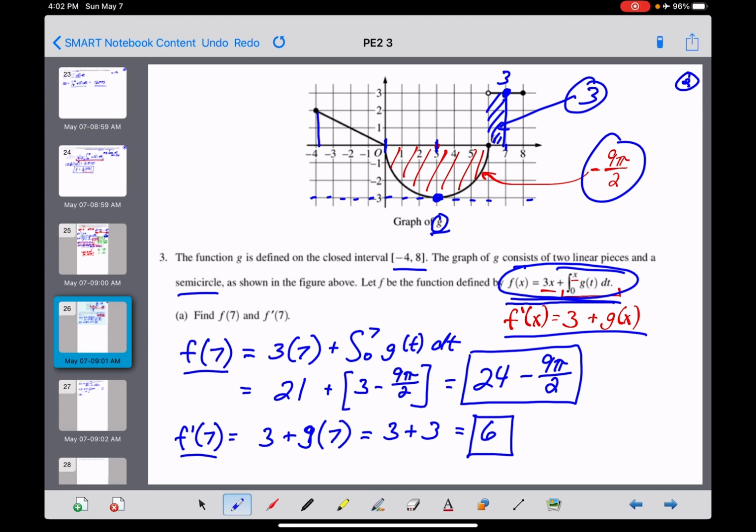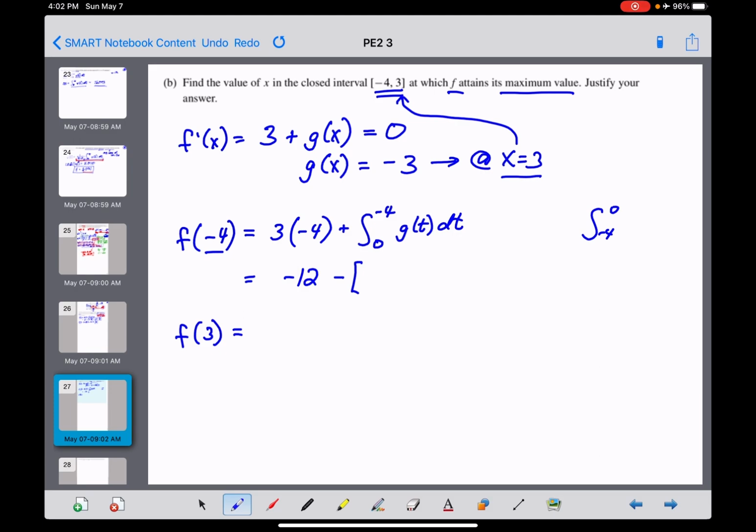From negative 4 to 0, we get this triangular region here with a base of 4 and a height of 2. So 1/2 times 4 times 2 is going to get us 4. It's above the x-axis, so it would be a positive 4 if not for the fact that the limits were different. So that ends up being a minus 4 right there. And negative 12 minus 4 is going to get us negative 16 for the value of f of negative 4.